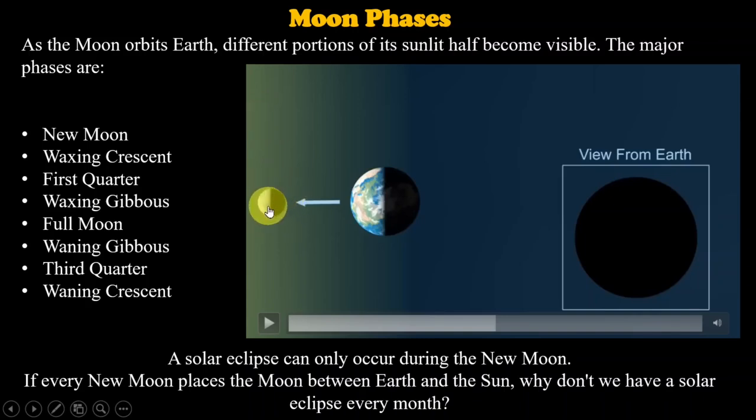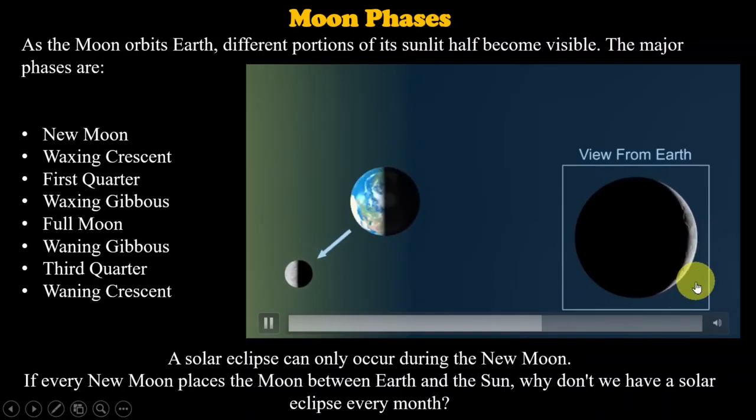Okay. So here is the moon. Here is Earth. So during new moon, we don't see the moon. Call it the new moon. So that's the first stage. Then as the moon moves away, we begin to see it, becoming visible.